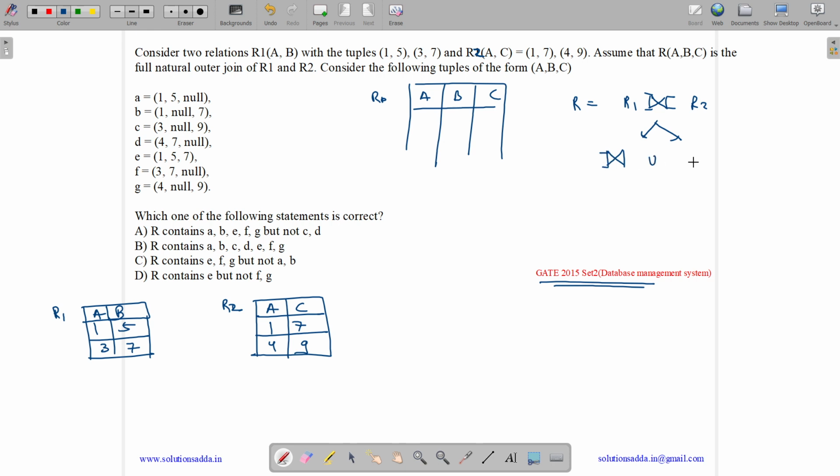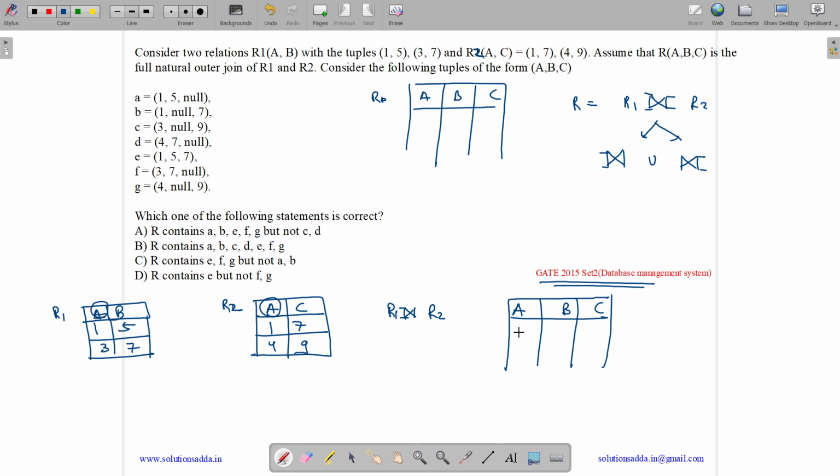Left outer join union right outer join. Now what is left outer join and right outer join? Let me tell you. So this is left outer join. What we do is we write all the attributes, and then we first do the natural join. So natural join is done on common attributes. R1 has A as common and R2 has A as common.